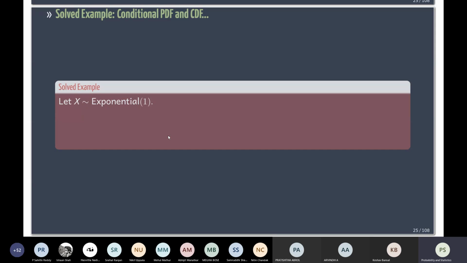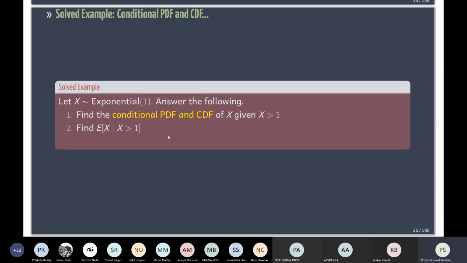Okay, so let us see an example of this. Consider the exponential and answer the following. Find the conditional PDF and CDF of x given x greater than 1, and find the expectation. Once you have the conditional computed, you can use it in the next question, and you can also use the previous result to compute the conditional variance. So we are given an exponential continuous random variable, and we are supposed to find these conditionals.